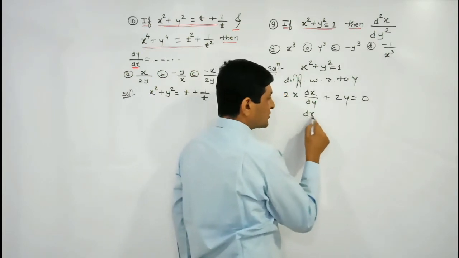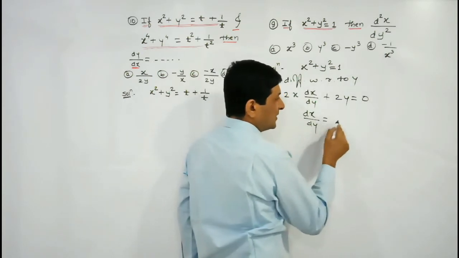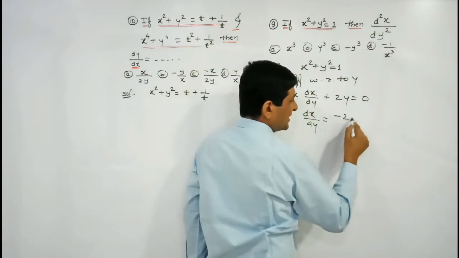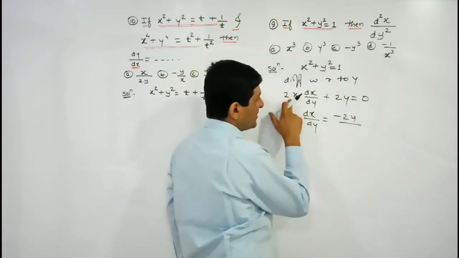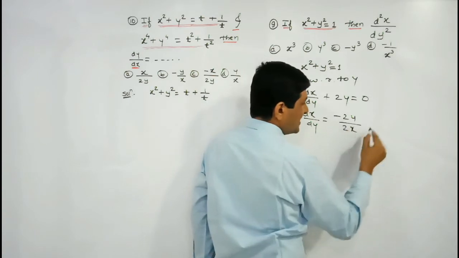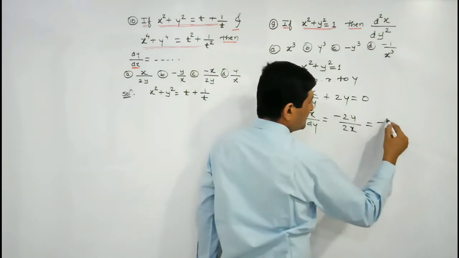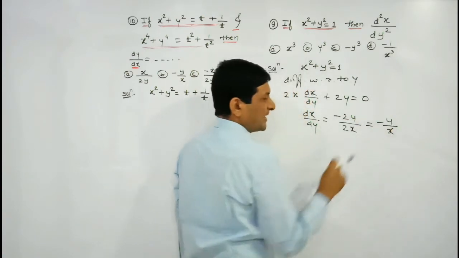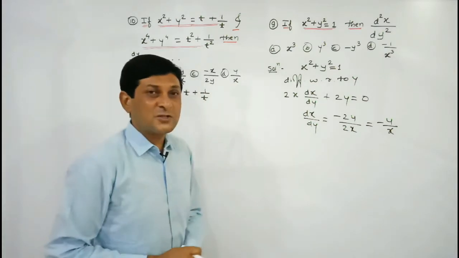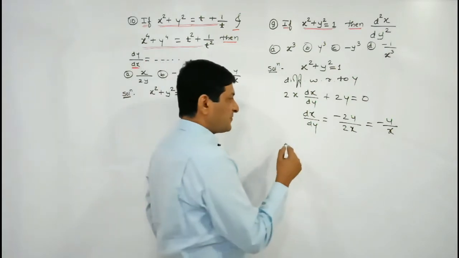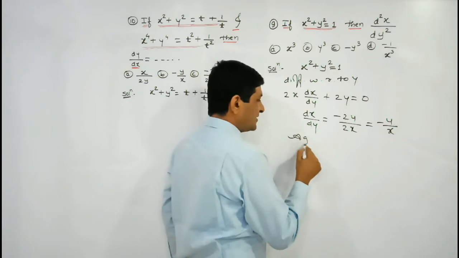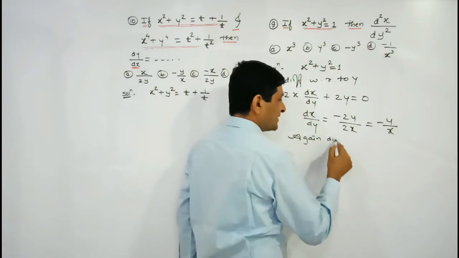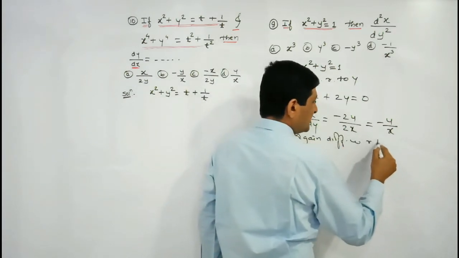So dx upon dy is equal to, plus 2y on this side will become minus 2y, and 2x multiplied here will come over as divided. So 2 will get cancelled. What first order derivative are we getting? Minus y by x. Once the first order derivative is known to us, again differentiate it. So again differentiate with respect to y.